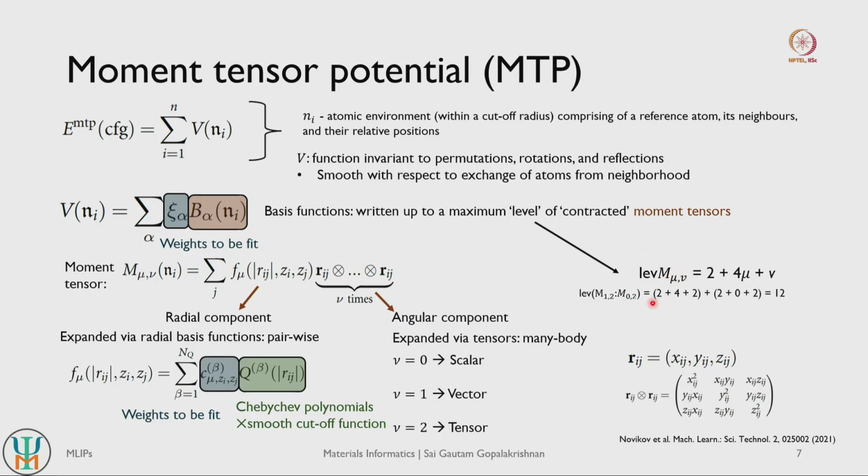So given a maximum level, let's say you want a level of 12, for example, you can have several different moment tensors that are contributing to this maximum level of 12. Right. So you specify a level, so the level is basically a hyperparameter that we specify during training of our potential. So once a level is specified, the moment tensor potential determines which contracted moment tensors are important, and then assigns weights to both the radial component and to the overall moment tensors itself, right. And that's how it gets the energy of a given atomic environment, and then you take a simple summation over all atomic environments and you get the overall energy of your configuration.